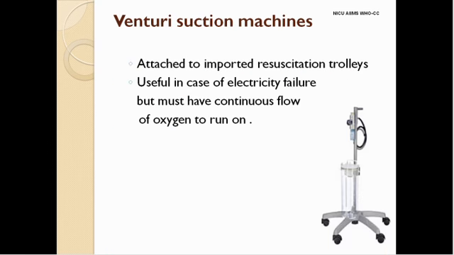The third type of portable suction machine is a Venturi suction machine. These are usually attached to the imported resuscitation trolleys. They are very useful when there is failure of electricity, but most of them require a continuous flow of oxygen to run on.